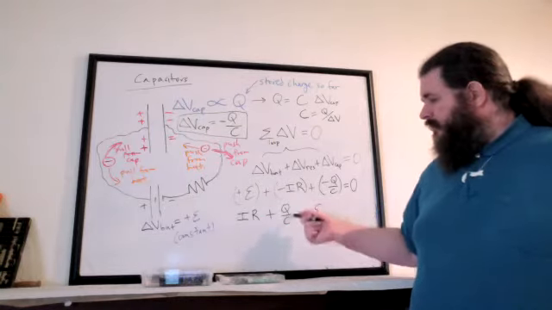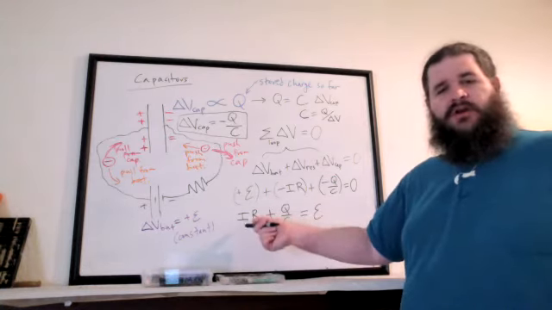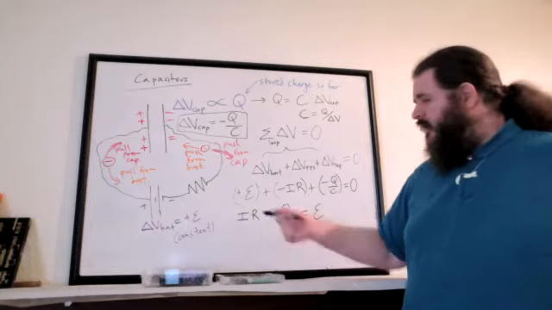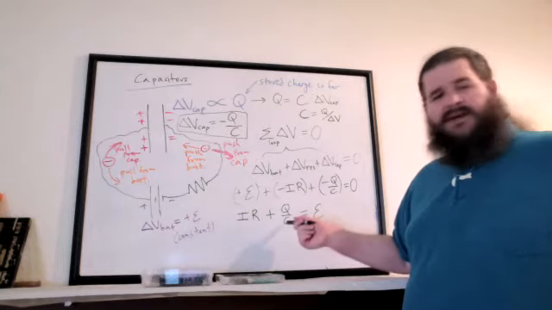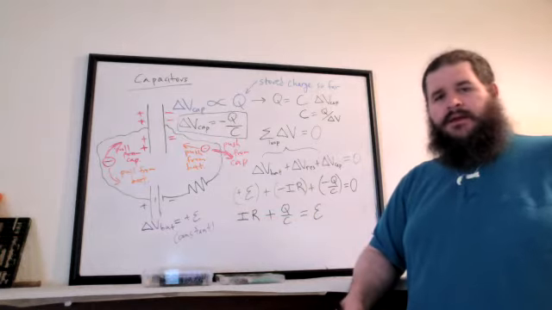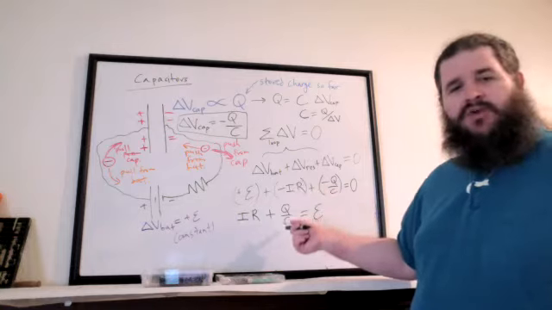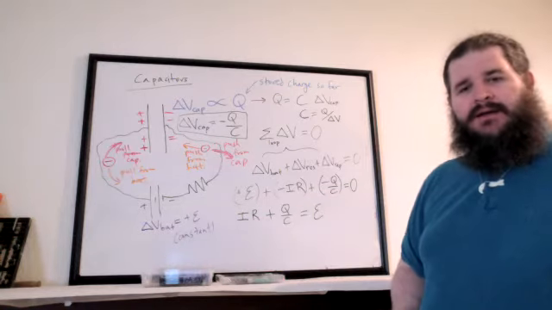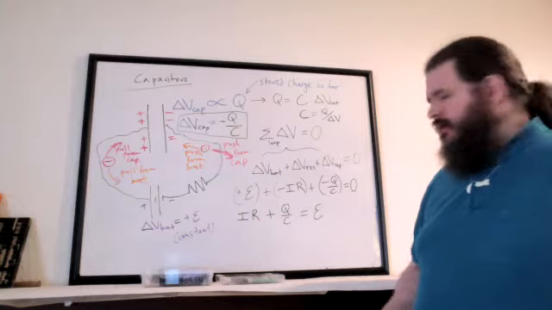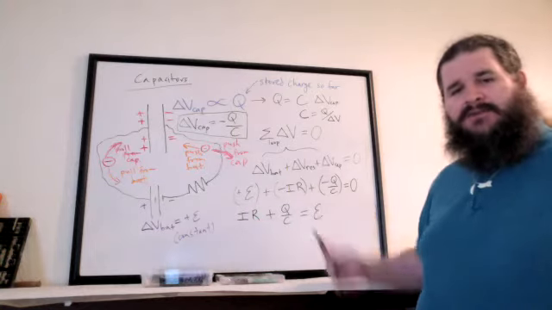Or maybe the capacitor is storing lots of charge, but there's nothing left over for the resistor, so the current is flowing very slowly. Or maybe there's some of both. Maybe there's a medium amount of charge being stored and a medium amount of current flowing. But note that the battery cannot do lots of both. You can't have lots of charge being stored and lots of current flowing. And you also can't have none of both. You can't have no charge stored and no current flowing because that wouldn't add up to epsilon.